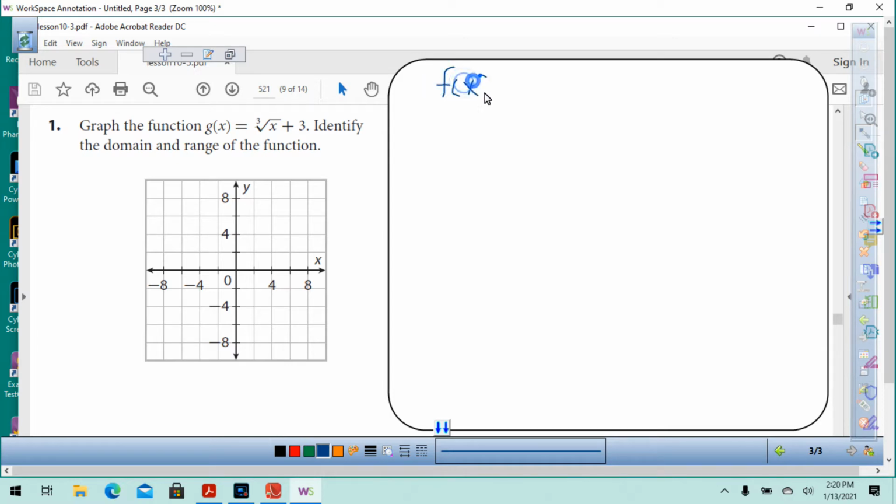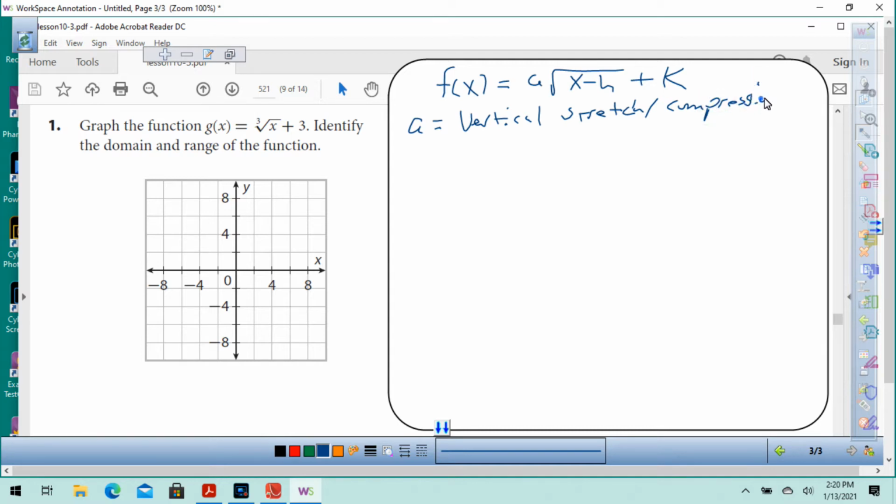What if we say that f of x equals a times the square root of x minus h plus k? All right, you're familiar with this. A is the vertical stretch or compression. Our handwriting's terrible today, let me fix that. And if it's negative a, reflect over the x-axis.